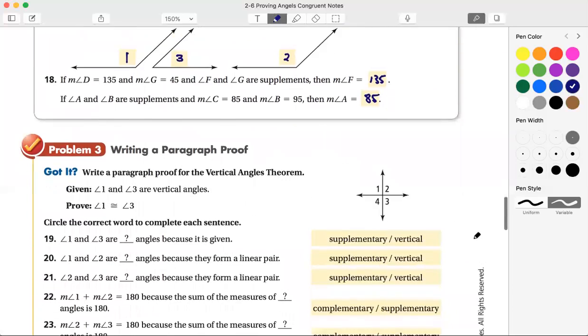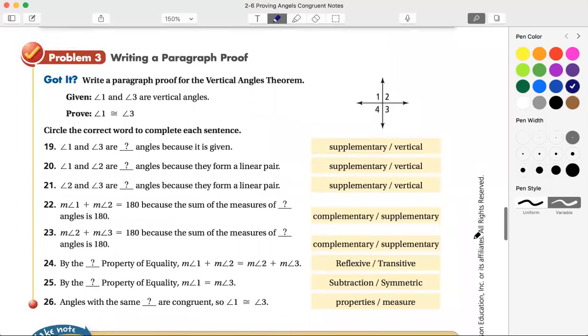Okay, so let's write a paragraph proof. Okay, so same proof as the previous one we just basically did there. We are given that 1 and 3 are vertical angles. Prove 1 is congruent to 3. So circle the correct word to complete each sentence. 1 and 3 are vertical angles.